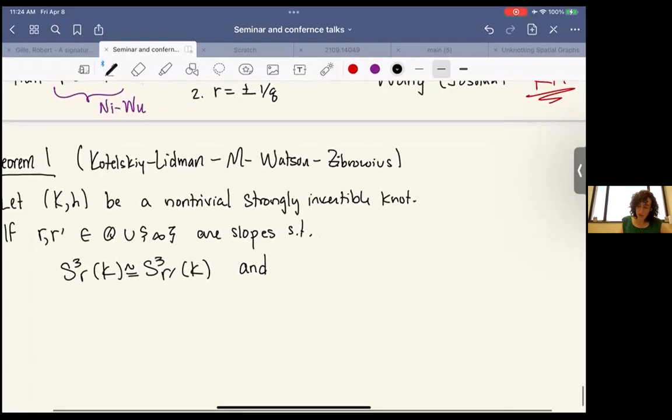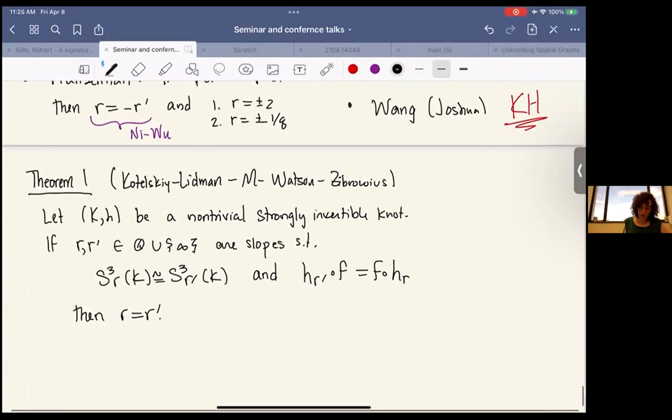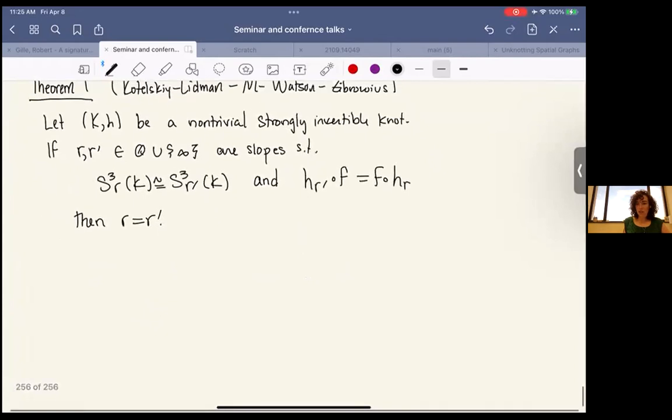the involution of the strongly invertible knot behaves nicely with respect to the homeomorphism. So H_r' composed with F is F composed with H_r. I'll explain that in a moment. Then we can conclude that r is equal to r prime. Okay. So this statement that we have here is essentially a Z2-equivariant cosmetic surgery conjecture. That's how I might summarize it.